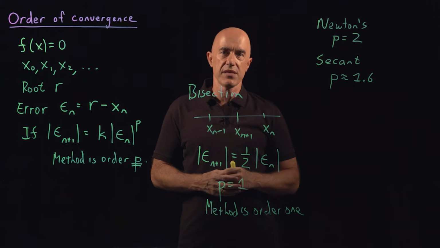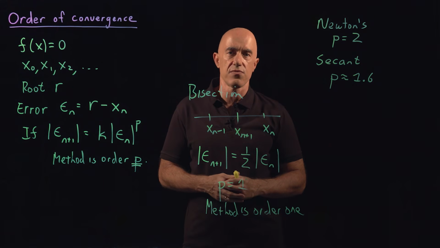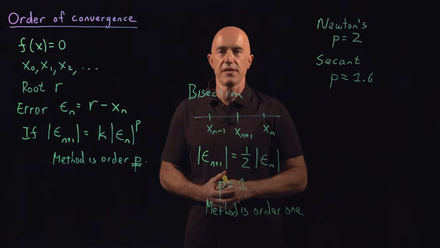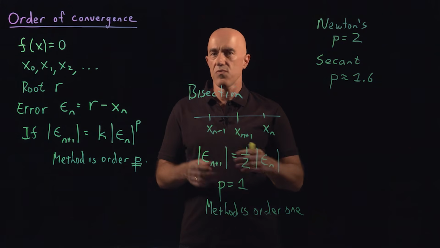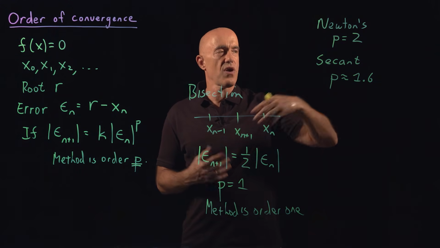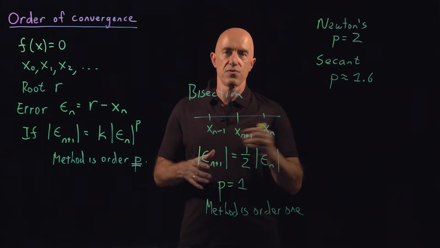Newton's method has p equals 2. That's actually the best you can do. That's considered a very fast method. And secant method is somewhere between. In the next video, we're going to have to do some sophisticated mathematics and try to find this p equals 2 value for Newton's method.